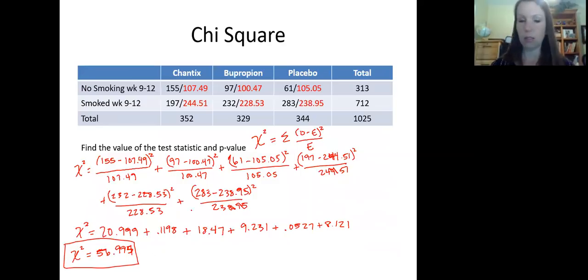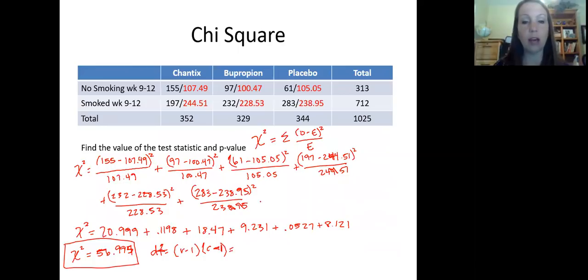So we use the chi-square distribution table to help us find our p-value. And in order to use that table, we need to know how many degrees of freedom we have. So degrees of freedom for a chi-square are equal to the number of rows minus 1 times the number of columns minus 1.